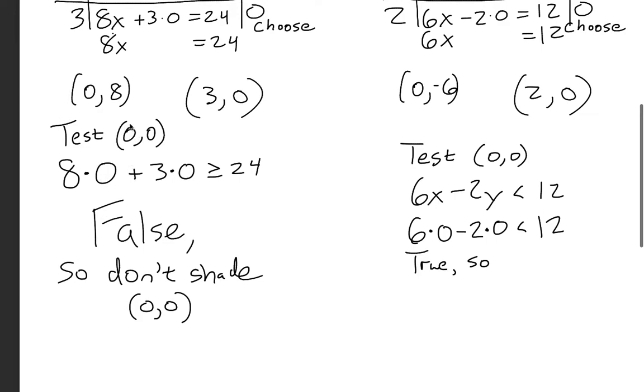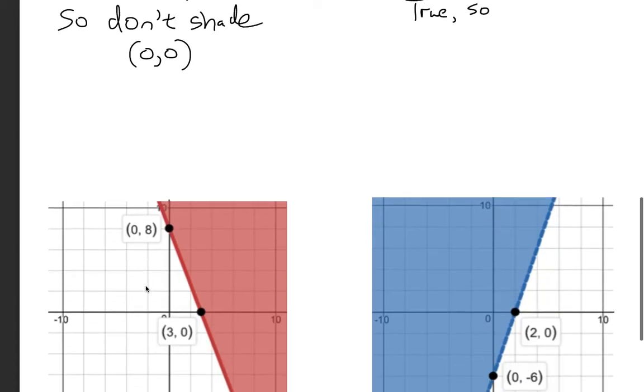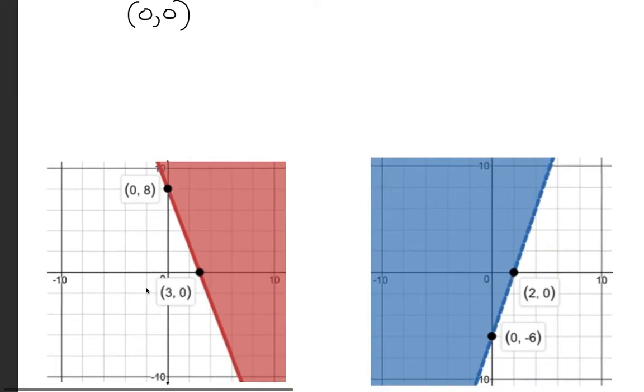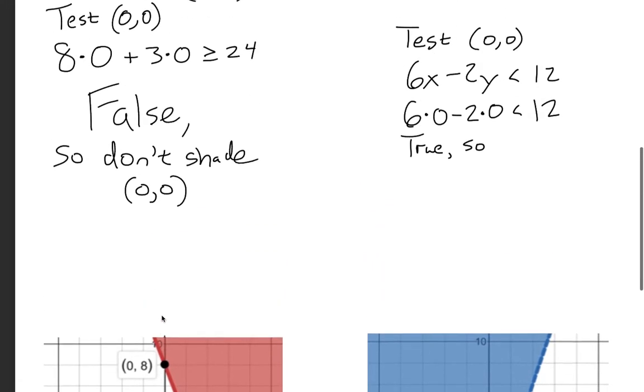Plug in 0 for x, plug in 0 for y, and you get 0 is greater than or equal to 24, which is false. So don't shade in (0, 0), or even the region of points neighboring it. Don't shade it, shade in the other ones. If (0, 0) doesn't work, then neither are any of its neighbors going to work either. On the opposite side of the boundary line, they will all work, and none of these will. So that's how you get that.